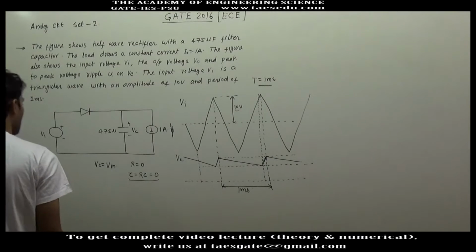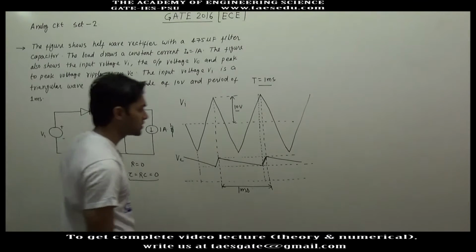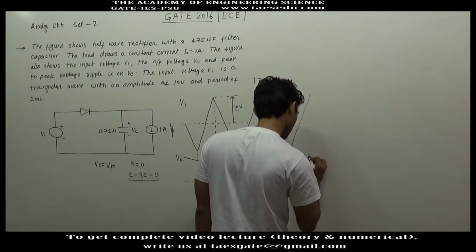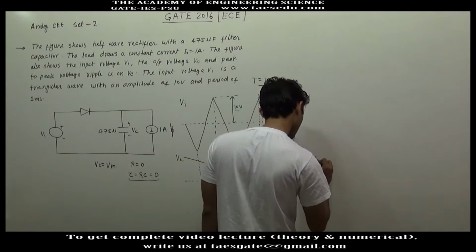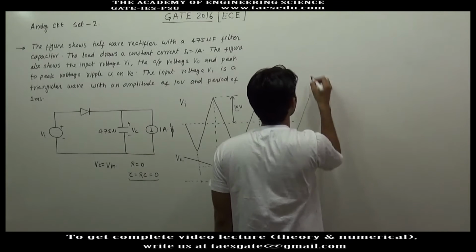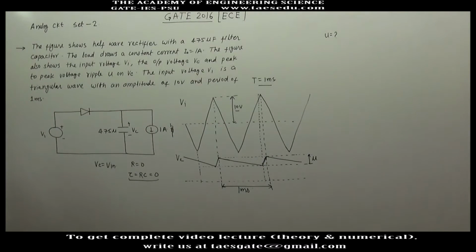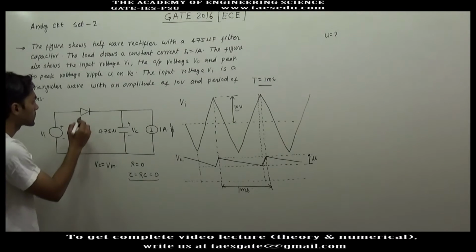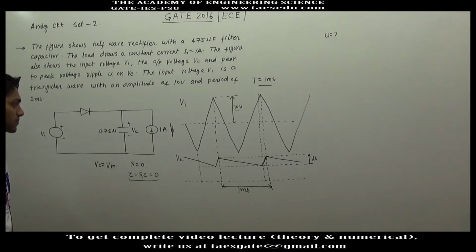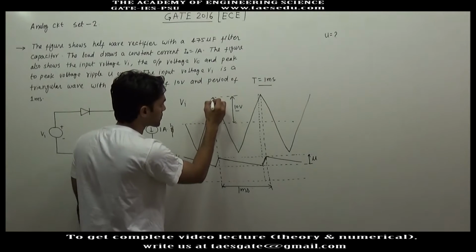Okay, so in this question we have to find out the value of this ripple. We have to find out this ripple, mu equal to what. Okay, so to solve this question, let us first analyze the mechanism of this circuit. Let us start from this point.